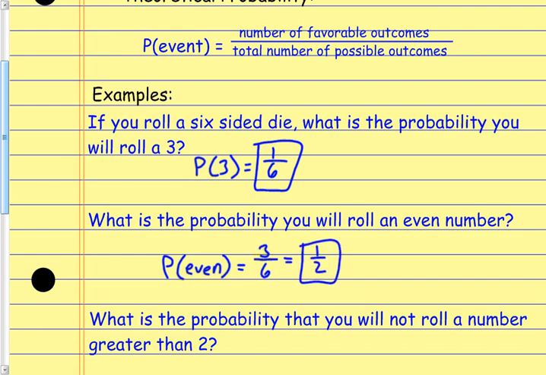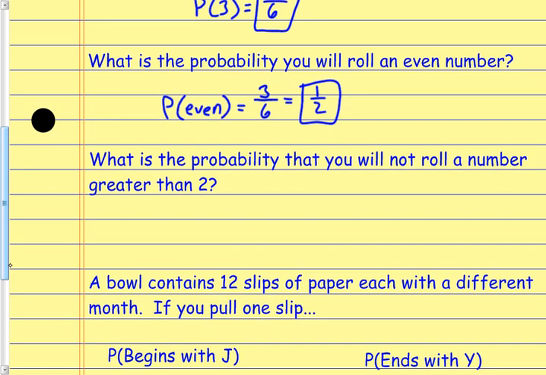If I look at the next one, what is the probability that you will not roll a number greater than 2? So numbers that are not greater than 2, so probability that it's not greater than a 2. Well, there's 2 numbers that are not greater than 2, a 1 or a 2. Right? So there's 2 possible options for getting a number that's not greater than 2. There's still 6 total options, which reduces to a 1/3.